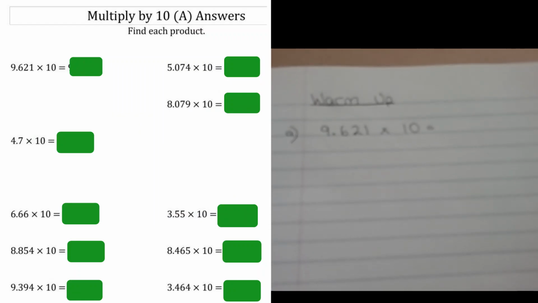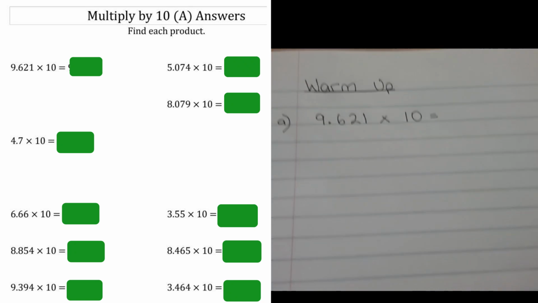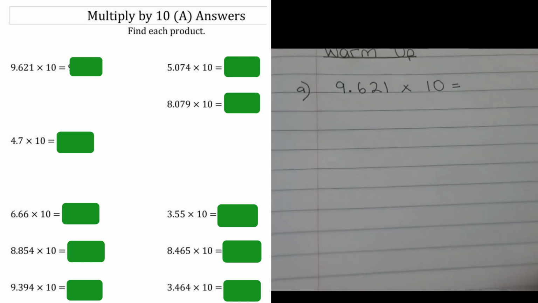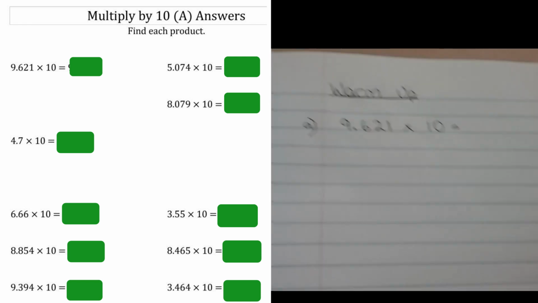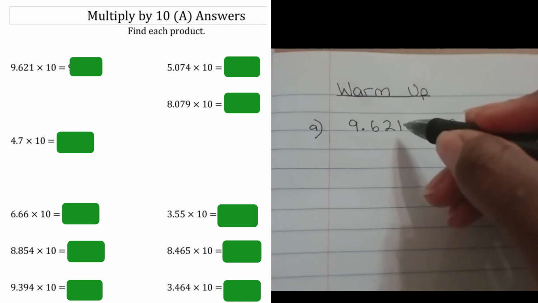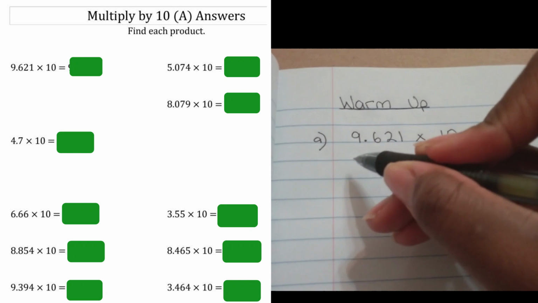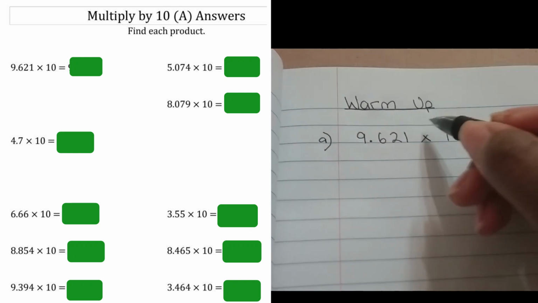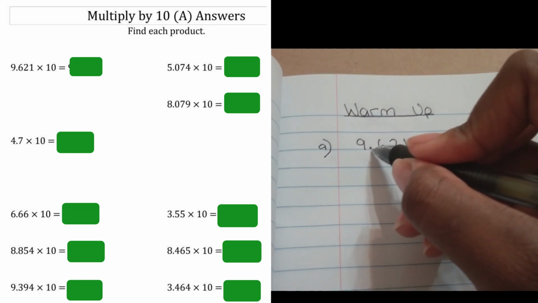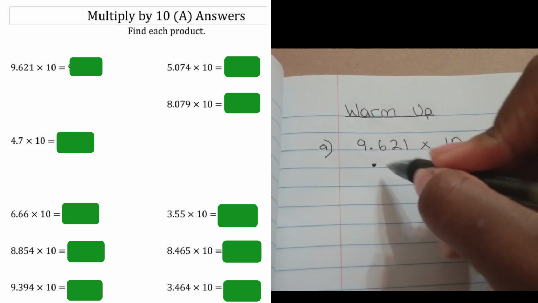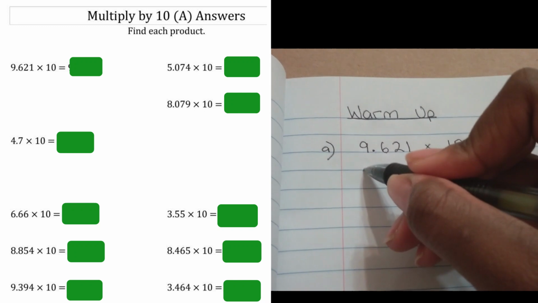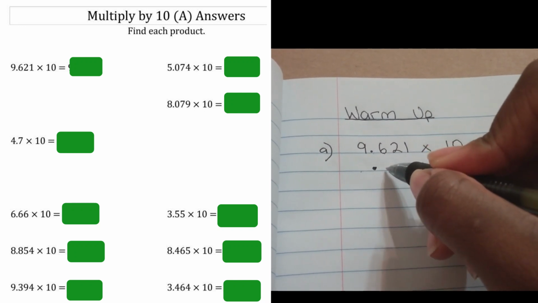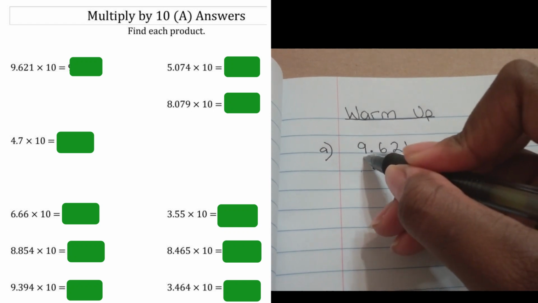Let's look at this on paper now. It's the same problem, 9.621 times 10. Now, when we don't have a place value chart, we can look at it this way. Since I'm multiplying by 10, all the digits are going to move one place to the left because they're going to get bigger. We're multiplying, so things get bigger. So here's my decimal point. I'm going to keep my decimal point in the same spot, but all the numbers are just going to shift one place over. So instead of being after the decimal point, the 6 is now going to be in front of it.